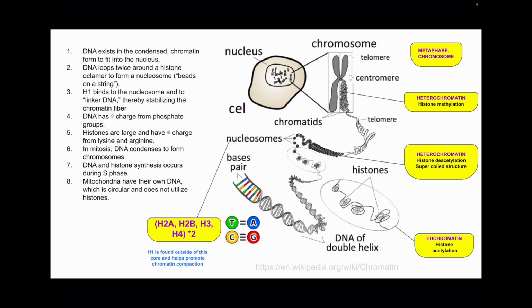DNA and histone synthesis occurs during S phase of the cell cycle. That's a very important thing to remember. There could be a question where they just ask you, when does DNA and histone synthesis take place? And it occurs during the S phase of the cell.